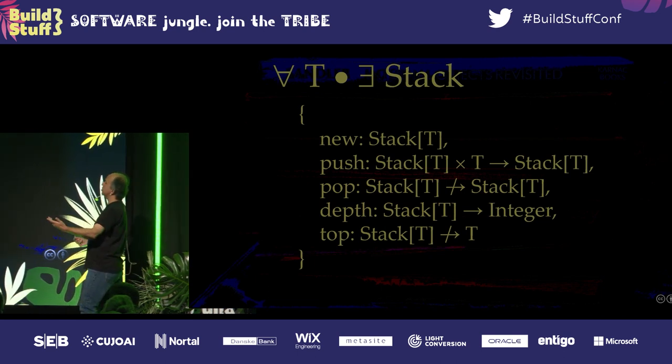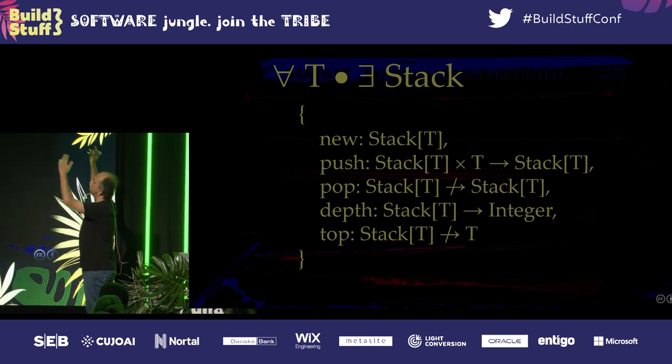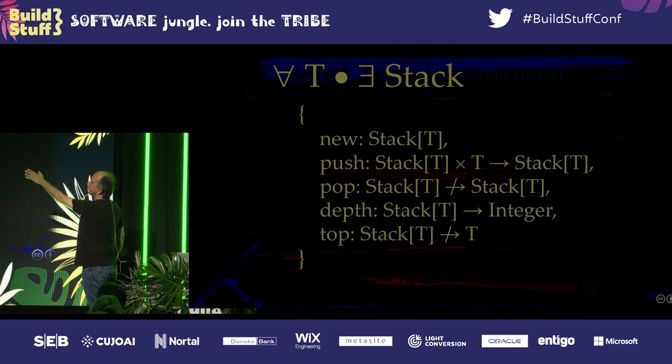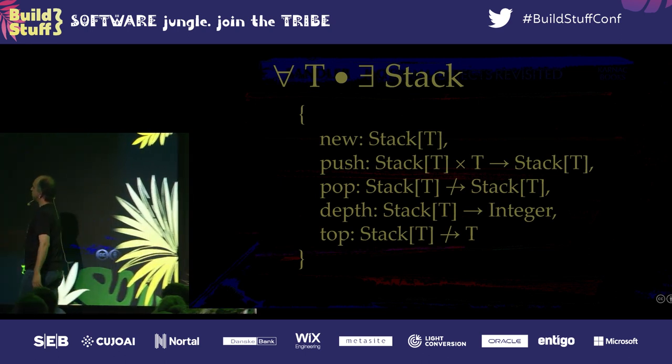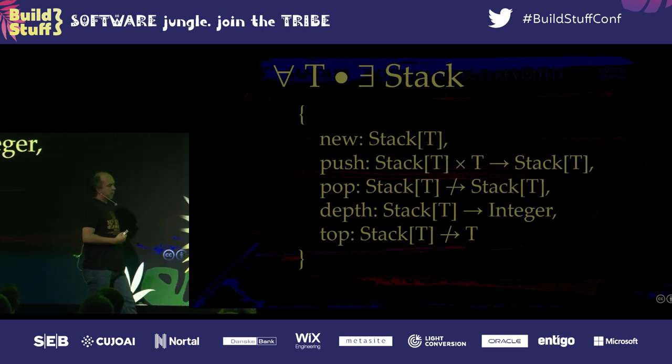For all types T, so this is generic, there is a thing called a stack, which is basically a Cartesian product, or actually a tagged product, of five operations or five fields, which give you these basic behaviors. And you know, that's great. That gives me some types. We'll come back to the fact that these are slashed here. These are partial functions. These are full functions, or total functions.